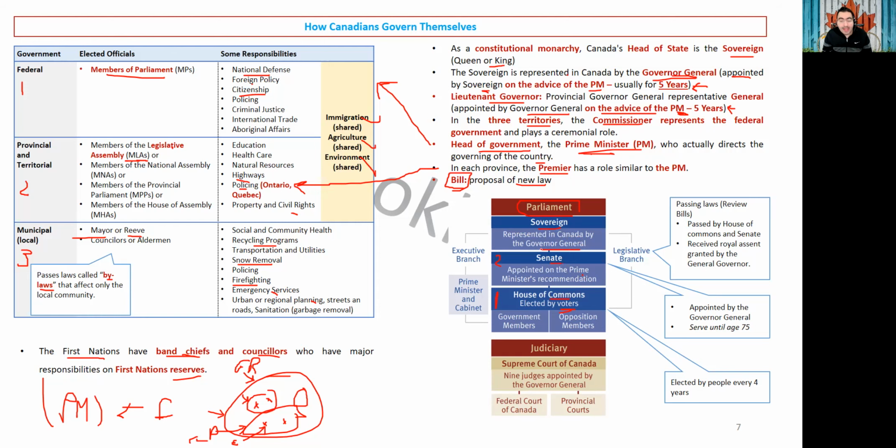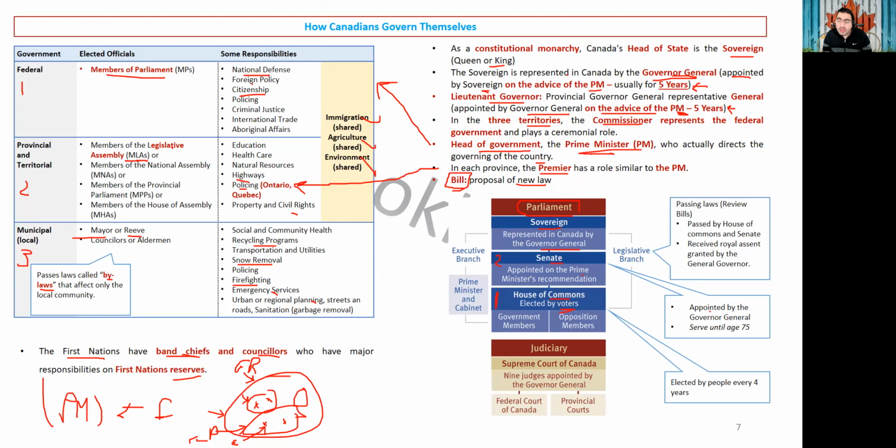Okay, so how are we going to create a new law? First we propose a law, which is called a bill, and this proposed law is voted by the House of Commons. If it passes this vote, it will go to the Senate. It will be voted by the Senate, and if it is passed by the Senate, it needs to be signed and stamped by the Governor General, who represents the sovereign, the Queen or King of England. If it has passed through all the steps, it will become a new law.